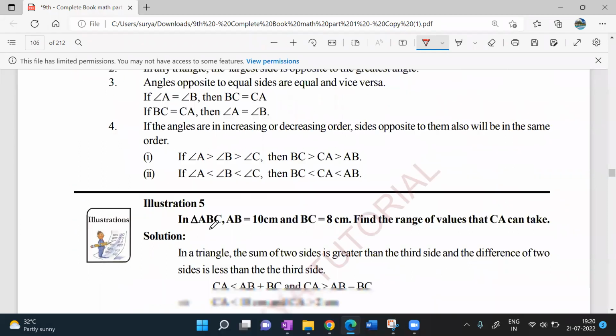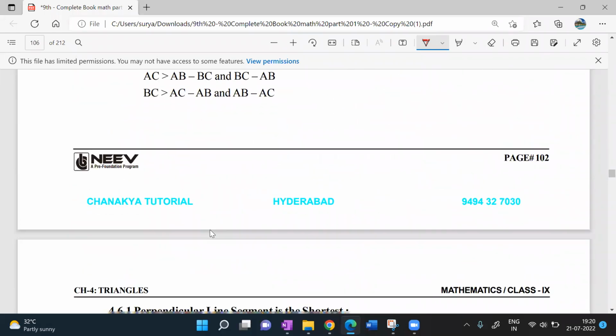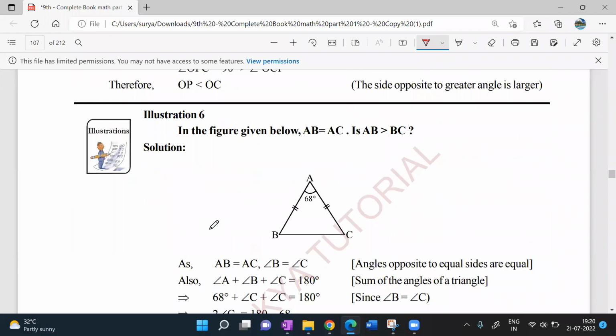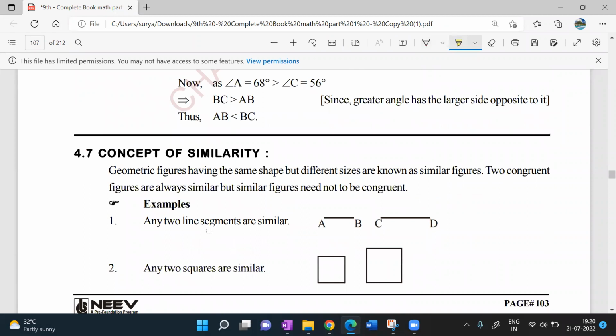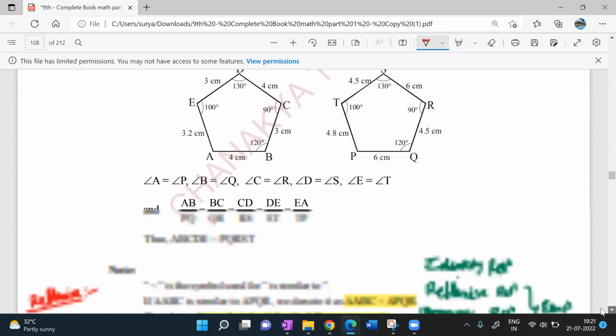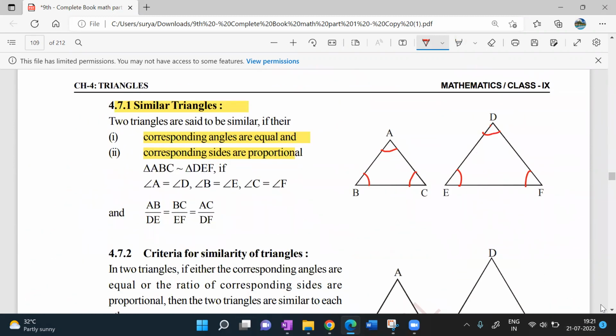We have learned one beautiful result. I'll show it to you. Look at it here. Two congruent figures are always similar, but similar figures need not be congruent. Congruent will always be similar, beta, but similar need not be congruent. Understand my point? Yes, sir, yesterday we have learned. That's what I'm saying.